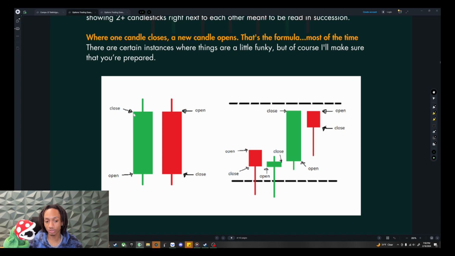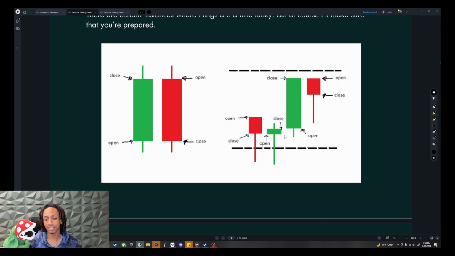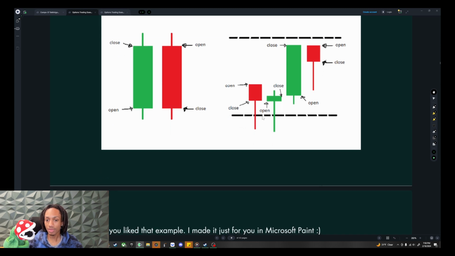The 1 minute candle closes at 7:58. This opens right here at 7:59. Not much, price changes don't happen that fast. So most of the time they should move in succession. So it'll open, close, open, close. The next candle will always open where the previous candle closed. And that allows you to read them in succession because they move from left to right.